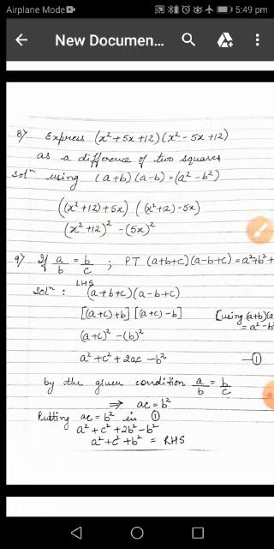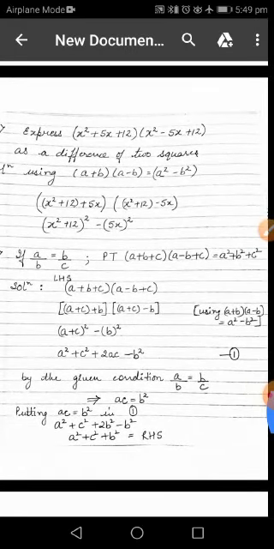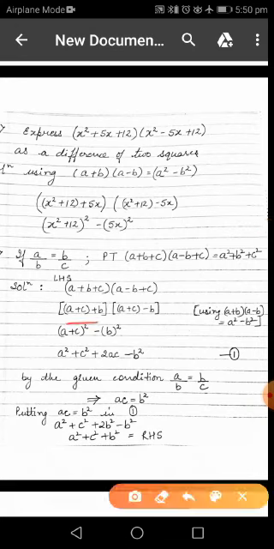Next we have, if a upon b is equal to b upon c, prove that the product of (a plus b plus c) and (a minus b plus c) is equal to what? a square plus b square plus c square. Now taking the left hand side, which we have to prove, we see again a plus c is coming in both the brackets. So taking a plus c as one term and b as the other term, this reduces to the identity (a plus b) into (a minus b), which reduces further to (a plus c) whole square minus b square.